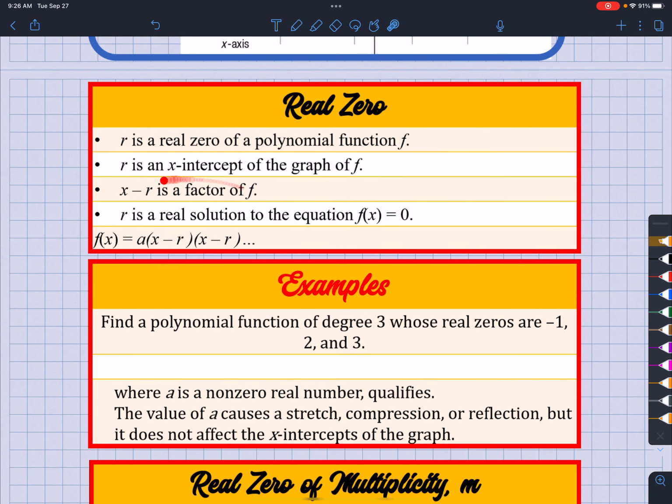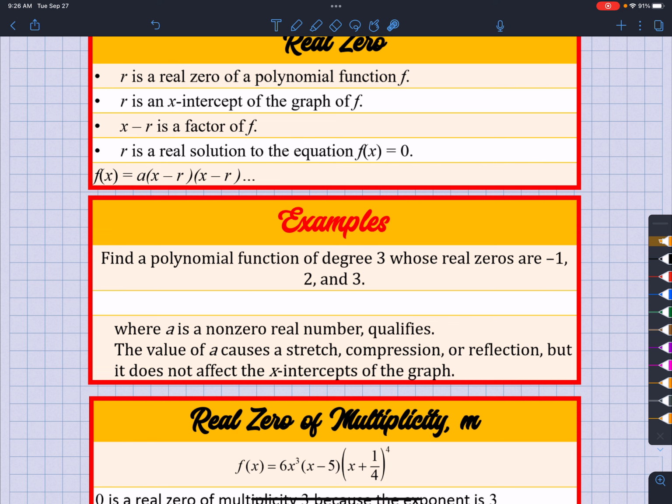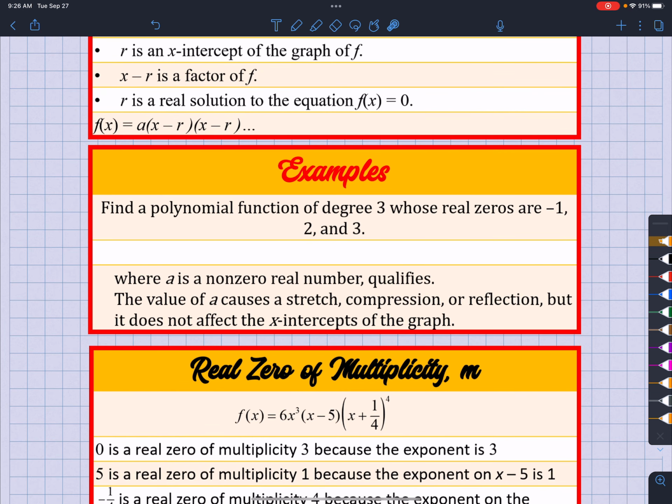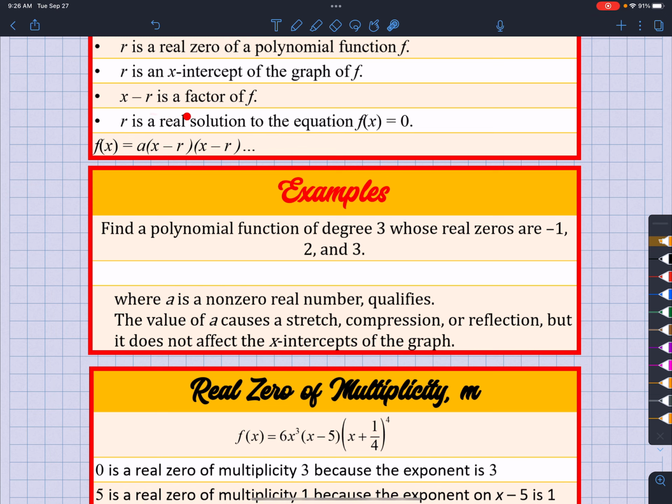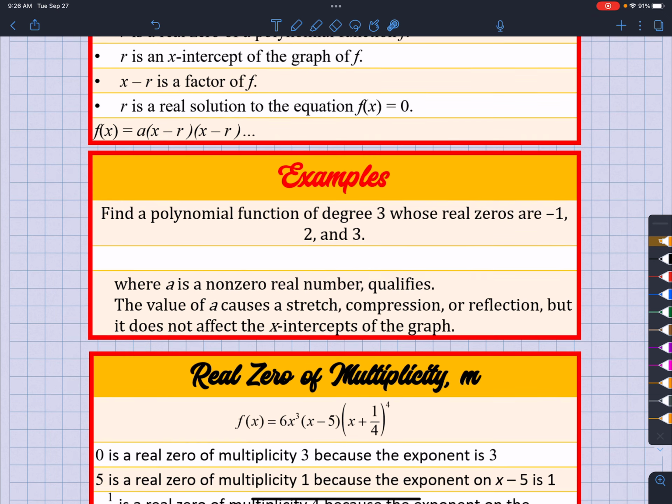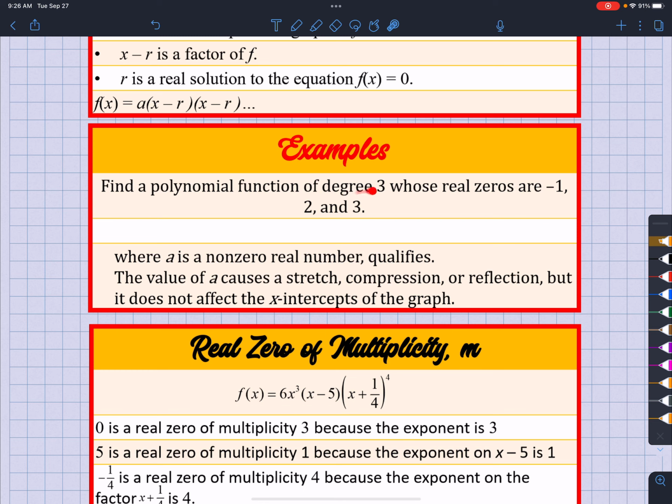We'll talk about that more as we go. So for this example, find the polynomial, and this would be a good example of what it means by x minus r as a factor. Find a polynomial function of degree 3 whose real zeros are -1, 2, and 3. So what does that mean?